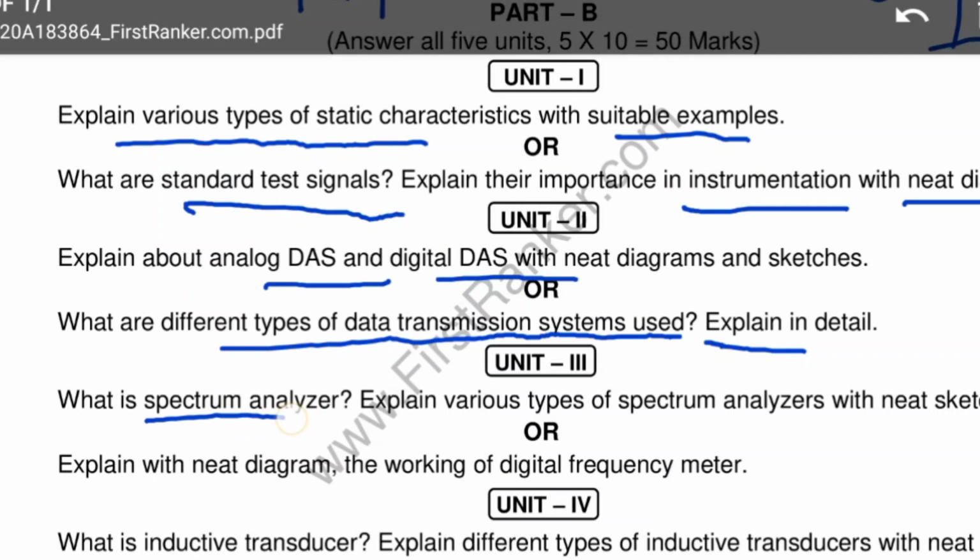What is a spectrum analyzer? Explain various types of spectrum analyzers with a neat sketch. Then the working of a digital frequency meter: how does it measure frequency? The frequency will be converted into a number of pulses. After that, the pulses will be counted using a counter. That is a digital frequency meter.